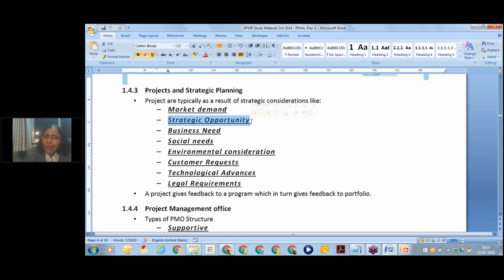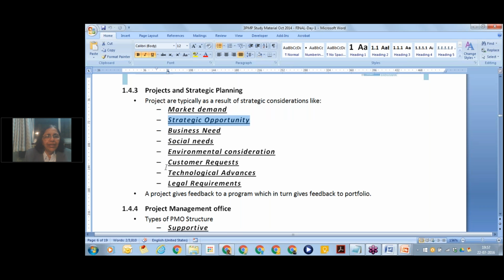Then environmental projects, any kind of green city projects, save and conserve water projects, Swachh Bharat Abhiyan, all these are environmental consideration projects. They have good ecological impact. They're supposed to have.